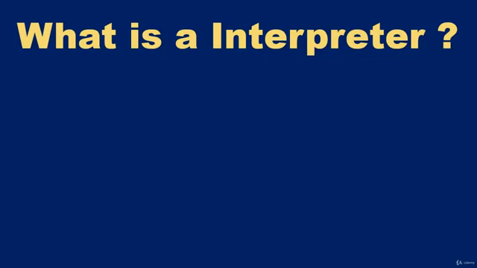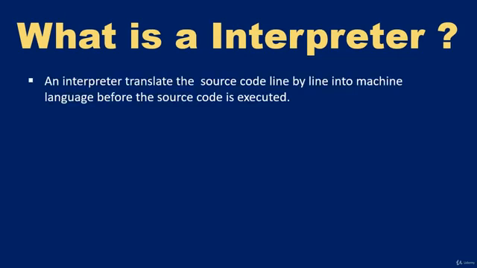What is an interpreter? An interpreter does a similar job to a compiler. The key difference with the interpreter is that the interpreter will translate or convert one line of code at a time into machine language before the code is executed. Examples of interpreted languages include Python and Perl.